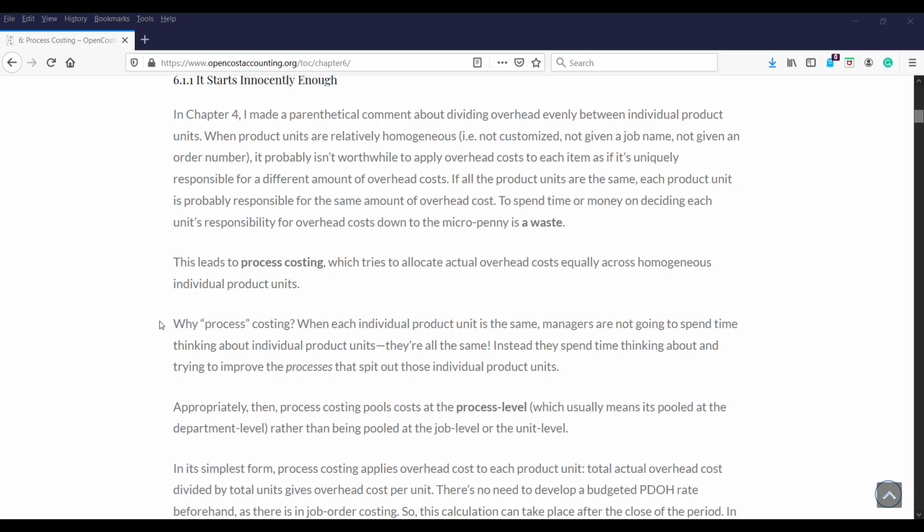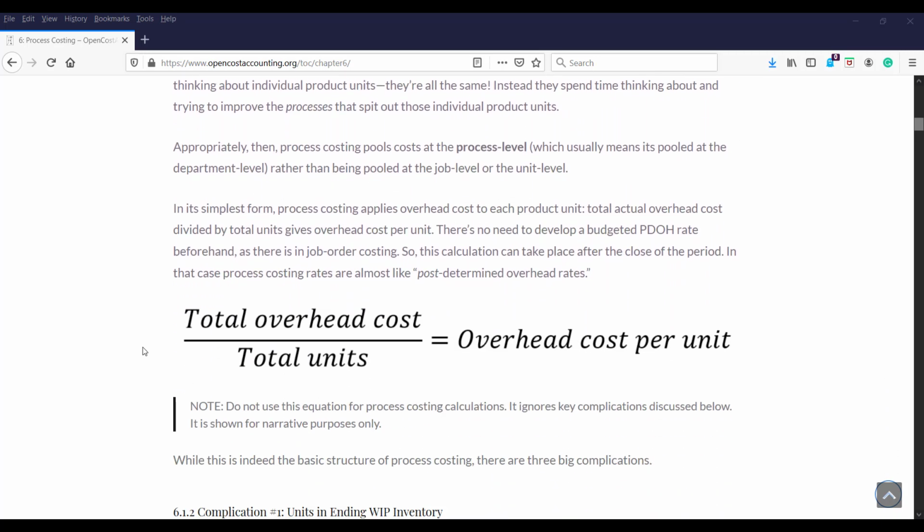All right, and so let's move into the complications that we have with process costing. This is what we would assume based on our setup for this. We're taking total overhead costs, dividing it by total units, and getting overhead costs per unit. That's basically what I said process costing was back in Chapter 4. I noticed we don't have to have predetermined overhead rates because we're not going to be applying these costs. We can just take actual overhead costs. They're after the fact. This overhead cost per unit is after the fact. We have actual overhead costs and actual units.